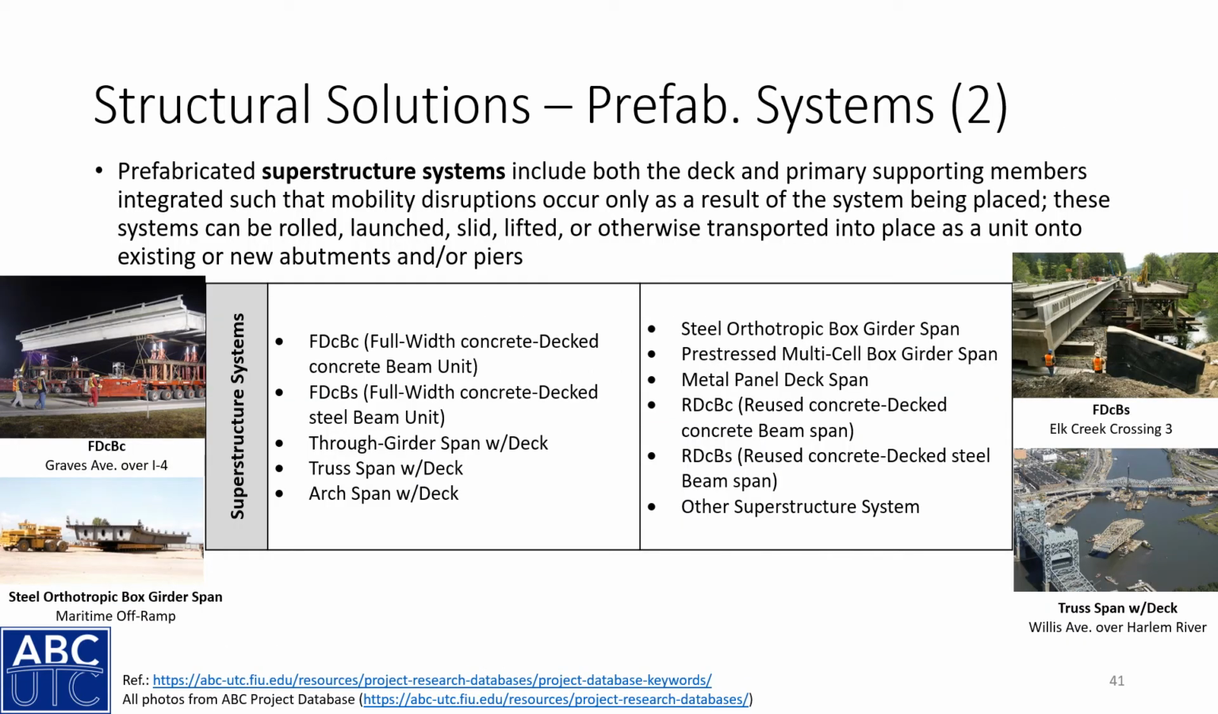As I said, a prefabricated superstructure system includes both the deck and the primary supporting members. If the deck's not included and it's just the supporting members, then it would fall into the prefabricated elements category. But when you add the deck on there, then it's in the superstructure systems for the full bridge superstructure. So here are a couple of examples of prefabricated superstructure systems.